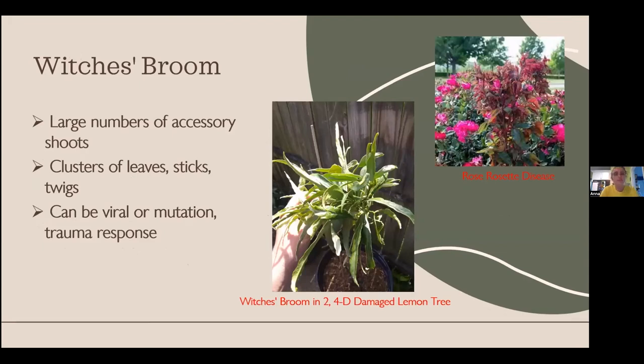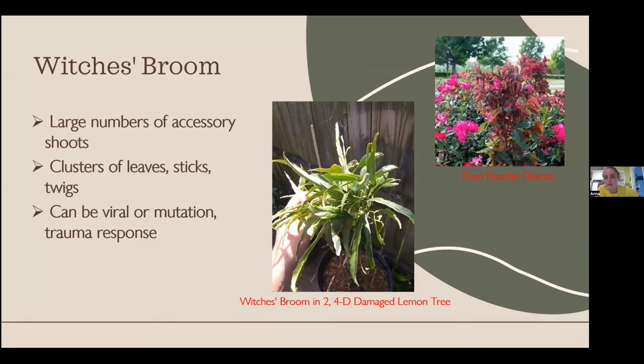The next symptom is witch's broom. This is one of my favorites. This is where the plant kind of goes crazy and makes large numbers of accessory shoots. It can be clusters of leaves, clusters of sticks or twigs. It can be viral or a natural mutation. For example, a nice viral one up at the top there is rose rosette disease. We don't have this in New Orleans. It's a virus that's spread by thrips and mites. It's up in the Shreveport area and all through Texas. So it's only a matter of time probably, but you see what that rose is doing after infection.